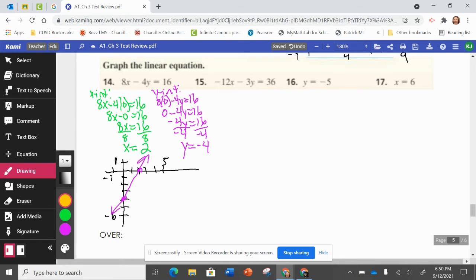15 is in the same format, so I'm going to find intercepts again for this one. Remember, you can graph any way you want. For my x-intercept, I'm plugging 0 in for y. And so 3 times 0 is 0. Oops, I forgot my x there. 0 from anything is itself, so we stay with negative 12x. The opposite of multiplying x by negative 12 is to divide. Negative 12 over negative 12 is positive 1. And 36 divided by negative 12 is negative 3.